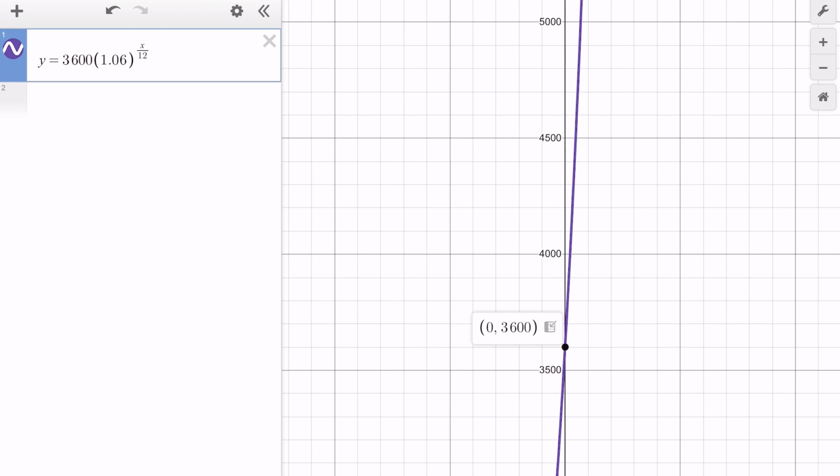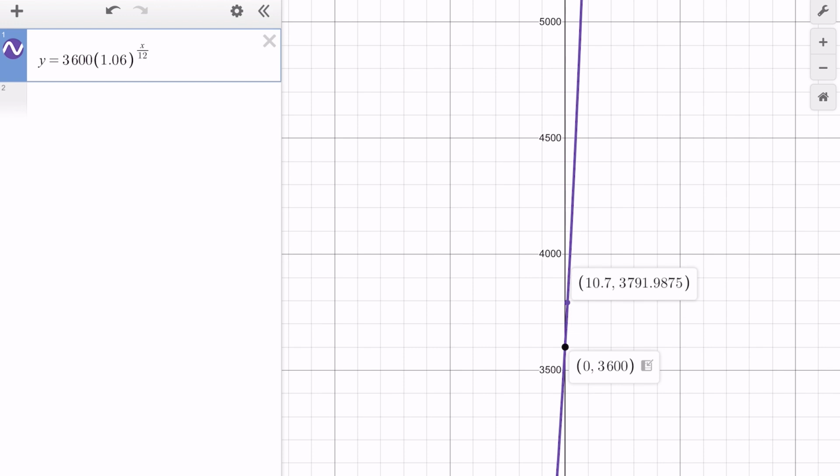So an easy check we could have used to differentiate whether we were growing 6% per month or 6% per year would be here in Desmos. So if it was monthly, then when x equals 1, we should have 6% growth from 3,600, which would be 3,816. So let's see if that's the case. Nope, we only have 3,617, not 3,800.